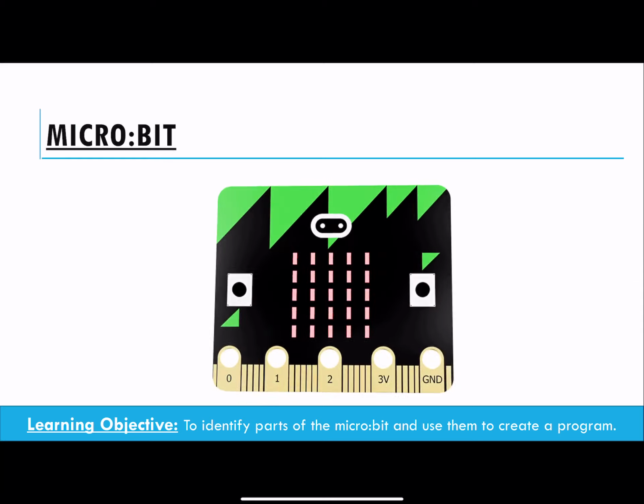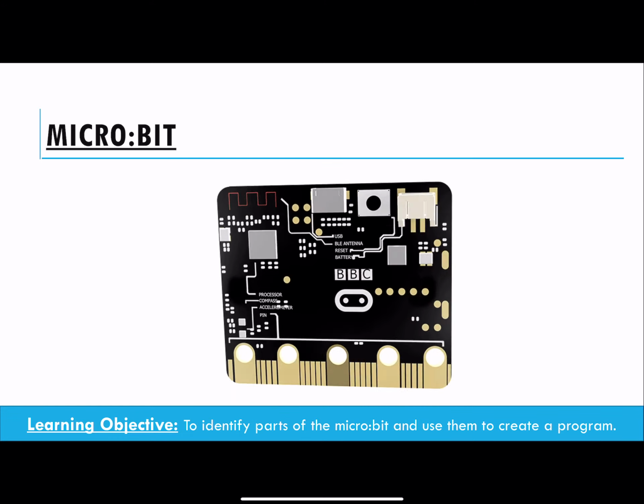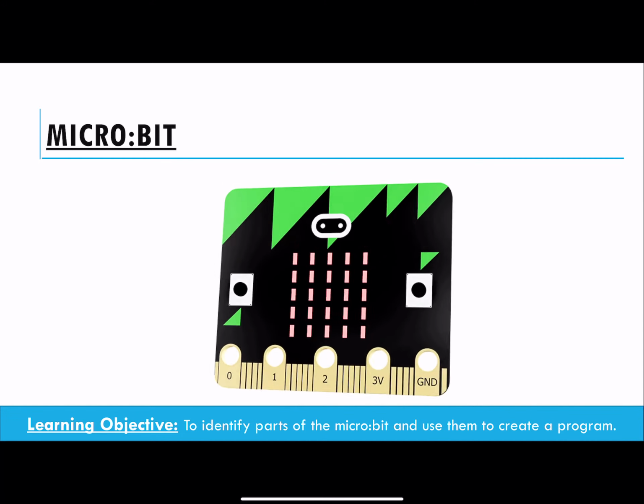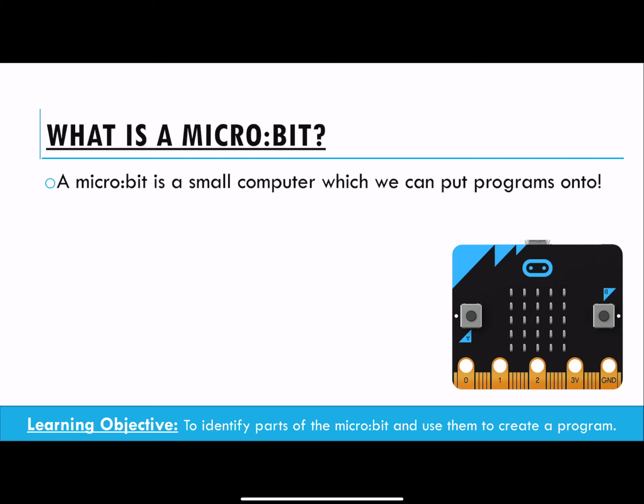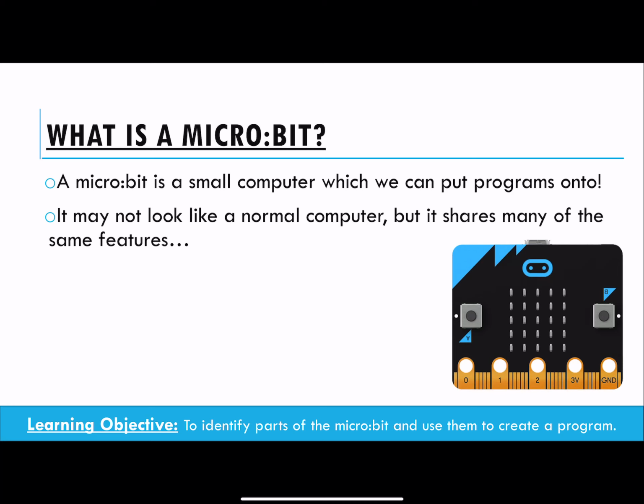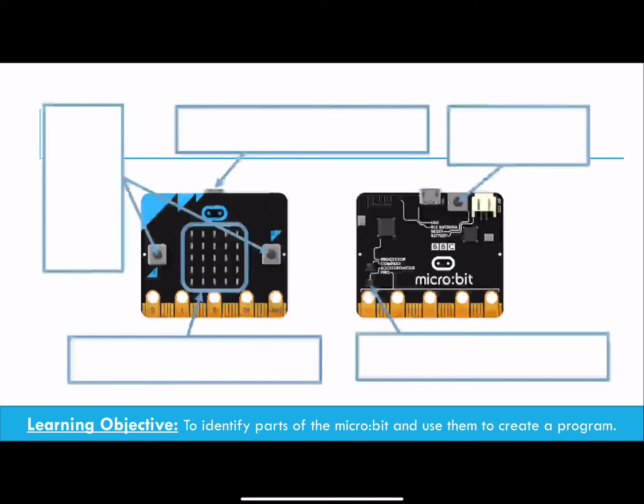Well, the microbit is a small computer, very small computer, very inexpensive, provided by the BBC, and it can obviously make programs on it. So just to give an idea, it is actually a small computer. You may look at it and think it's not a computer, it doesn't share any of the same features, but actually it does, but they look slightly different. So let's identify a few of these features for the moment.